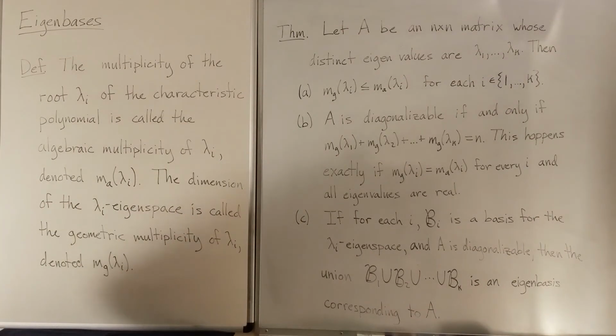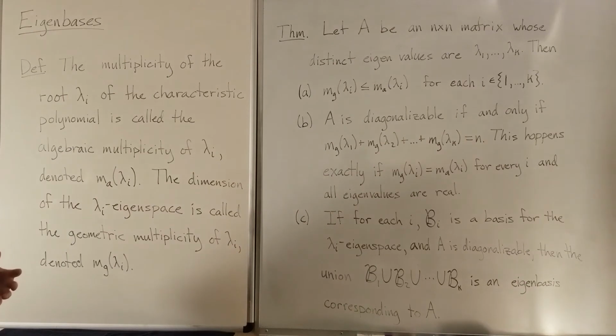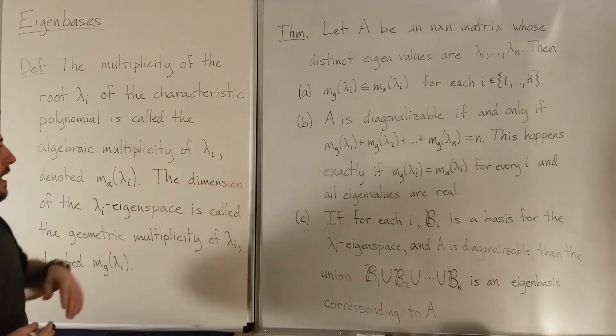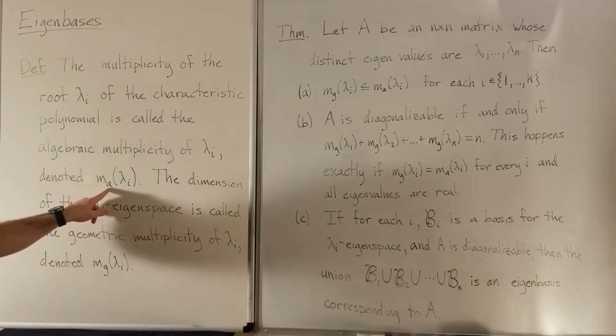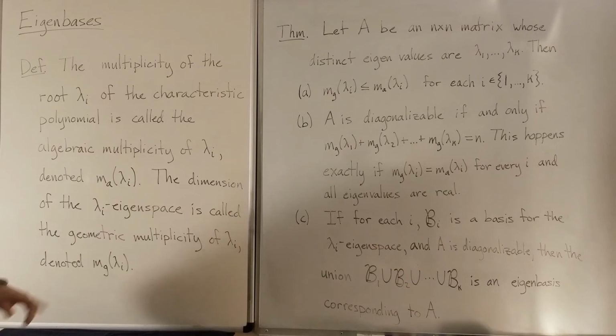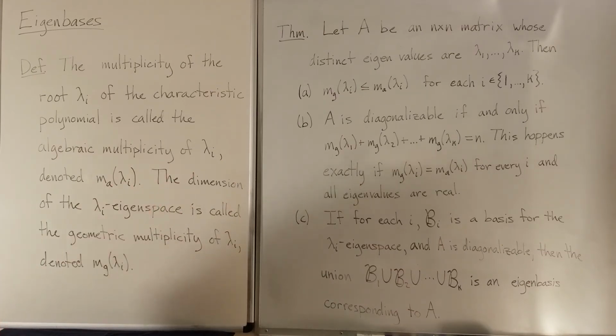So I've been talking about the multiplicity of a root, and what I've been meaning so far is the algebraic multiplicity. If you take the characteristic polynomial and look at the multiplicity of some particular root lambda I, that is called the algebraic multiplicity. Okay? And we can denote it m sub a of lambda I. The purpose for giving this notation is just for the theorem that's about to come. You don't need to memorize this notation.